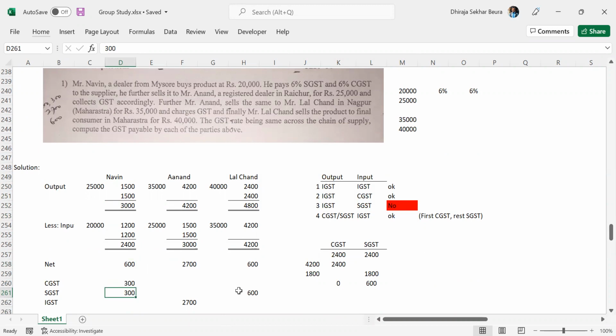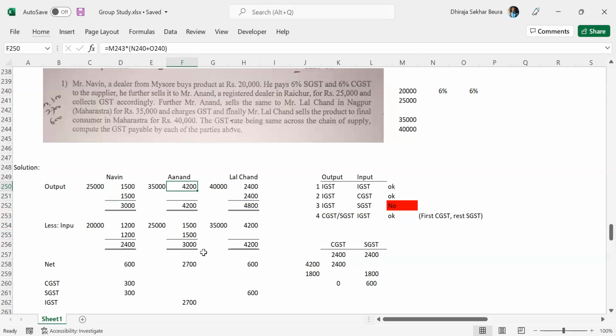Okay, fair enough. Now, Mr. Anand, very quickly, similarly, as Mr. Anand has purchased from Mr. Naveen, the credit available to him is SGST and CGST, which are 1,500 and 1,500. Whatever liability there was for Mr. Naveen, the same will be available as SGST, CGST credit for Mr. Anand. However, Mr. Anand's sell is interstate because he's selling to Lalchand from Maharashtra, which is why his liability will be IGST, which is 4,200.